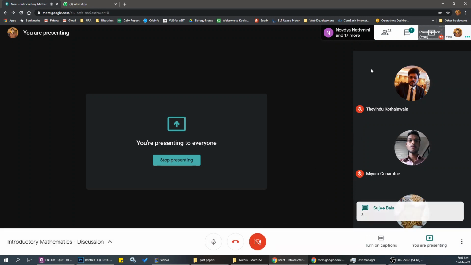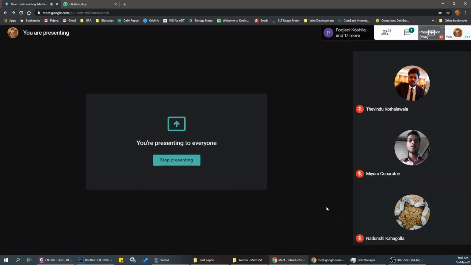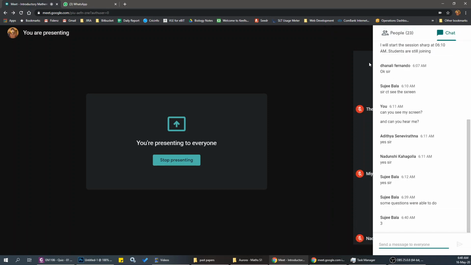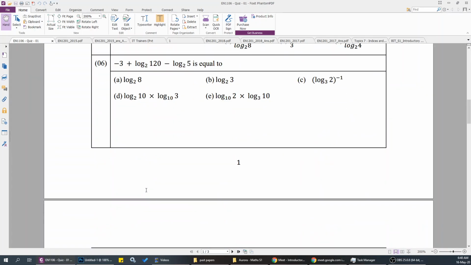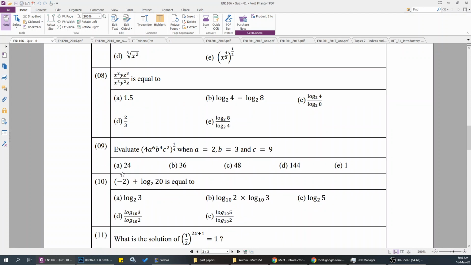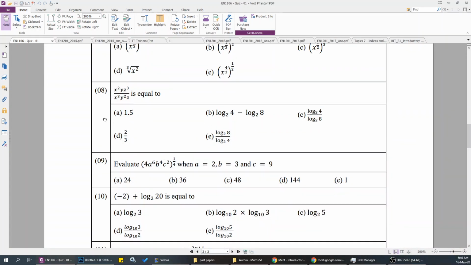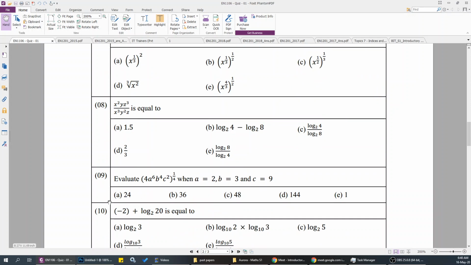3. Okay, thank you. Others? Others do not seem to be responding. 8 and 9, thank you. Okay, so all three questions, 3, 8, and 9, are related to indices, right? Not logarithms.